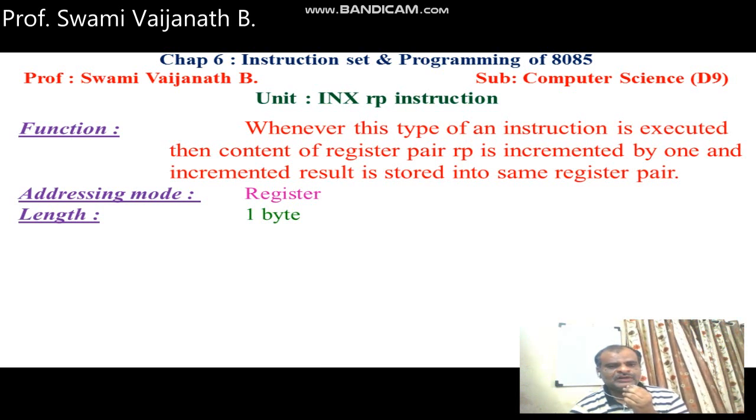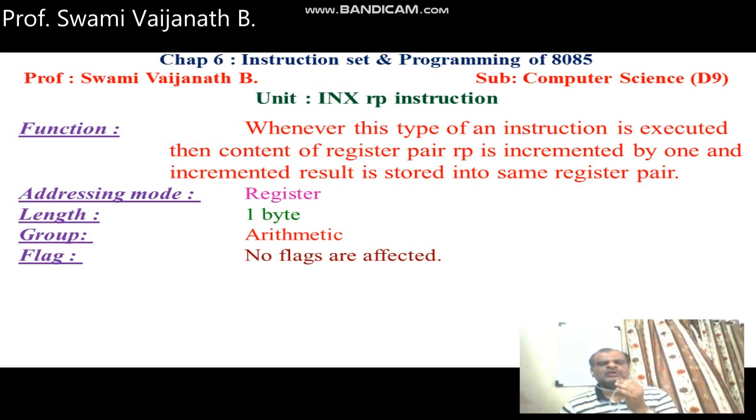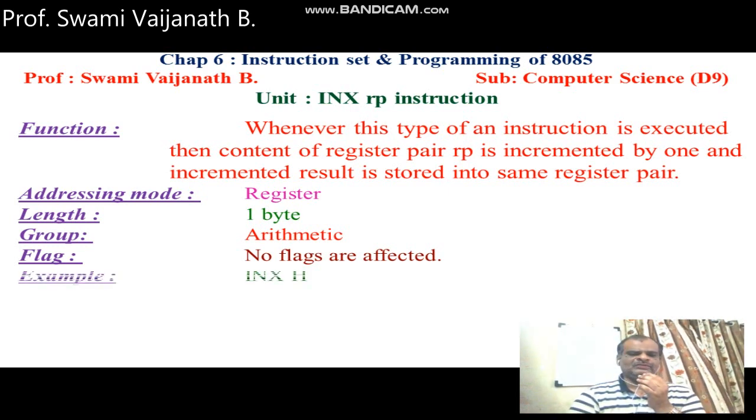Because the register pair content is incremented as a pair; whenever I use the BC register pair, B and C are treated together. So its addressing mode is register. Length for this instruction is 1 byte, group is arithmetic, and no flags are affected. This is an important point: this is the only instruction in the arithmetic group which does not affect the flags.